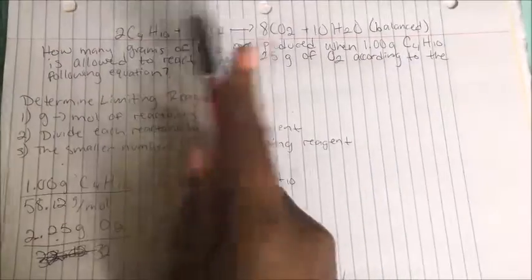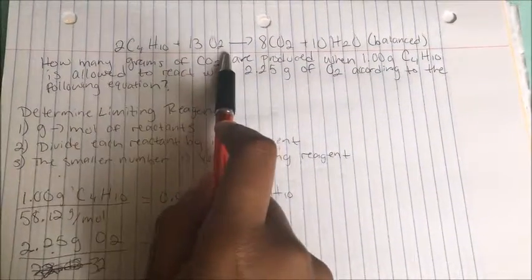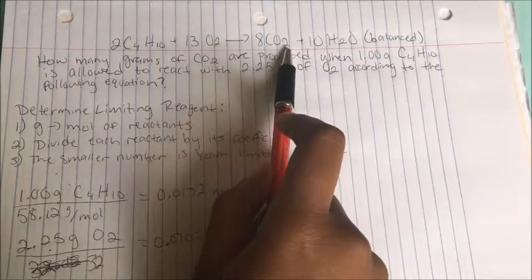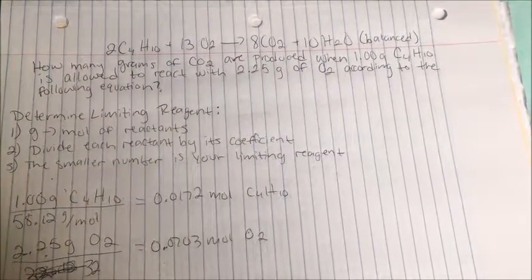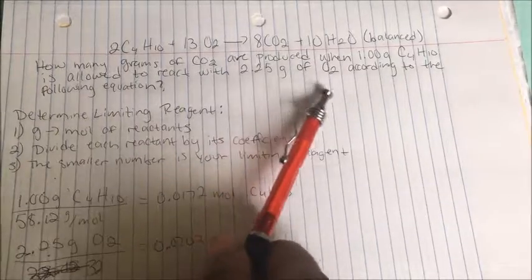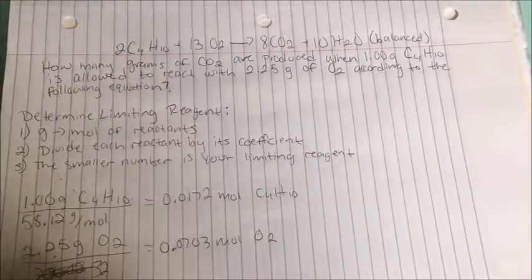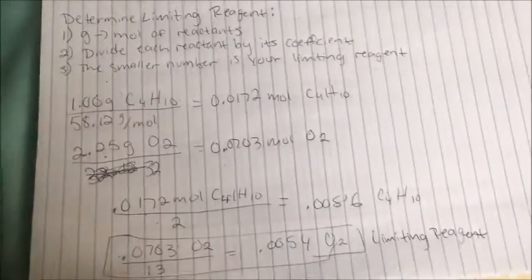So we are given this balanced equation: 2 butane plus 13 oxygen gas converted to 8 carbon dioxide plus 10 H2O. And we're asked how many grams of CO2 are produced when 1 gram of butane is allowed to react with 2.25 grams of O2 according to the following equation. So first we must determine the limiting reagent.